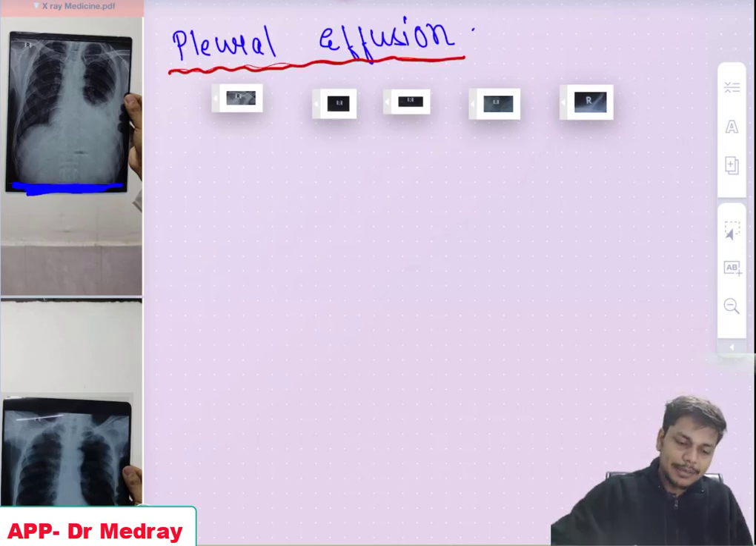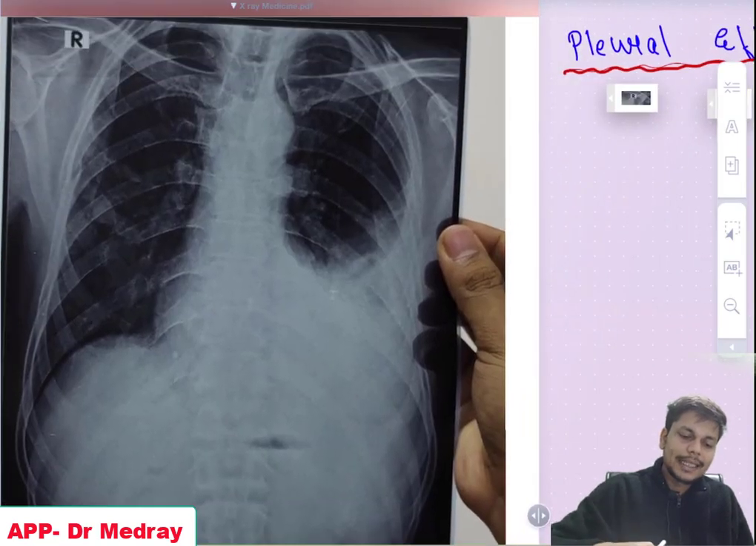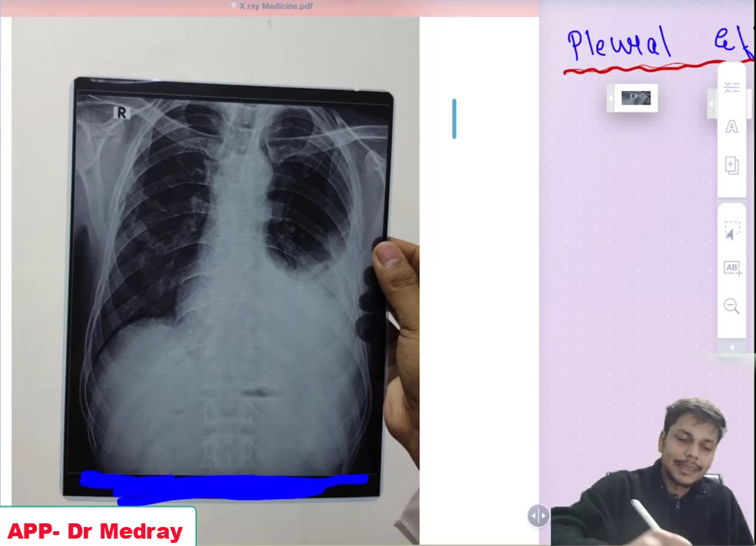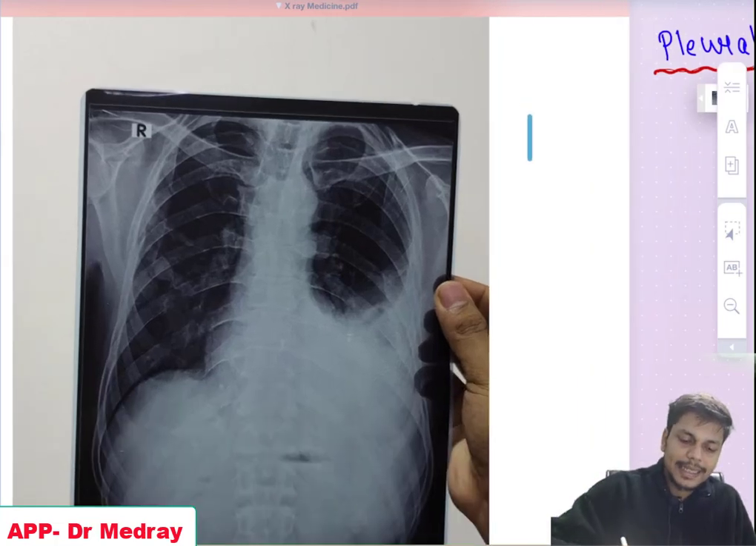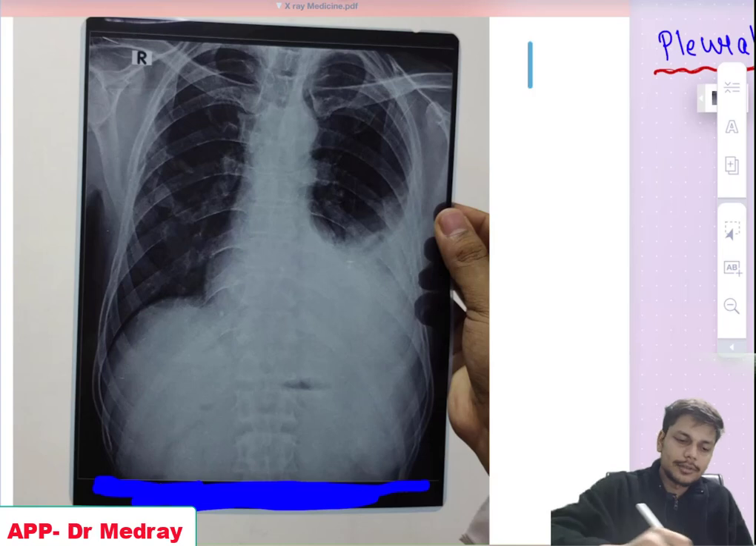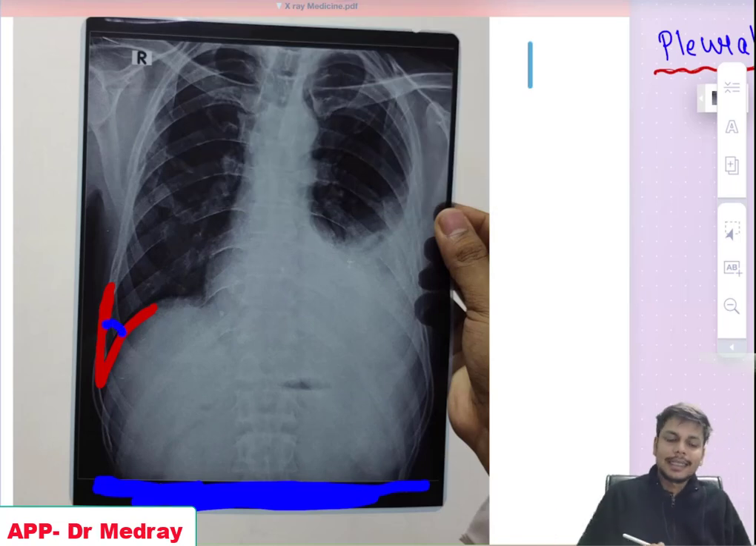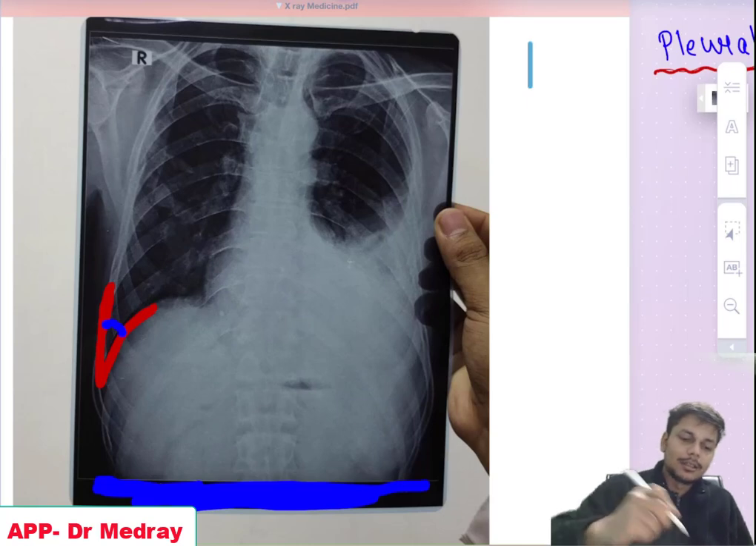So if the patient is having pleural effusion, what you can see in the X-ray is blunting of the costophrenic angle. So what is the costophrenic angle? Look on the right normal side, there is an angle formed between the thoracic cage and the diaphragm. This angle is the costophrenic angle, and normally it is black, or normally it is a radiolucent area.